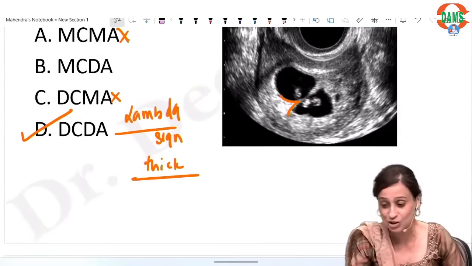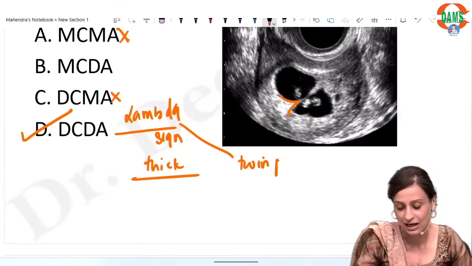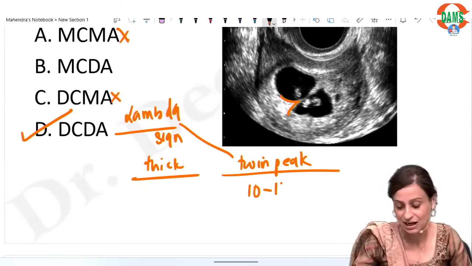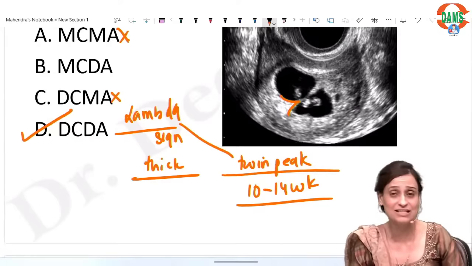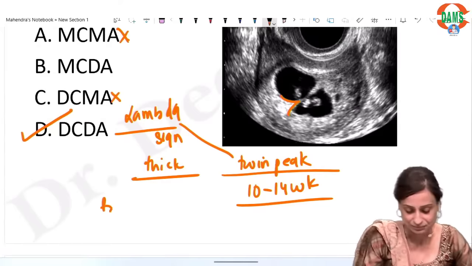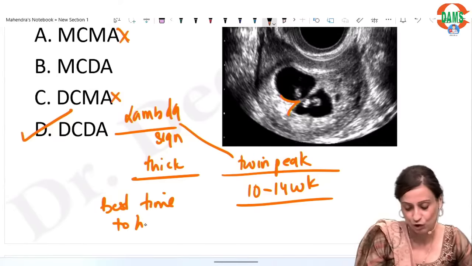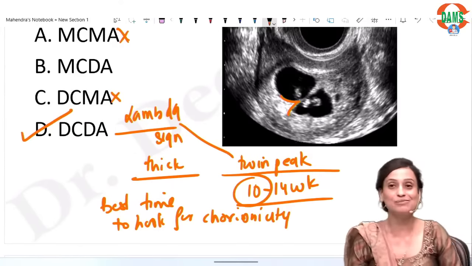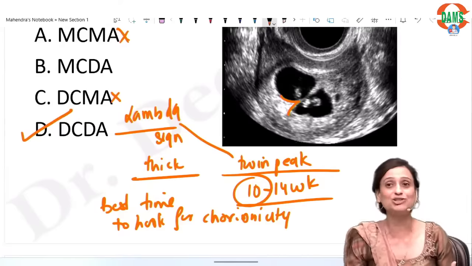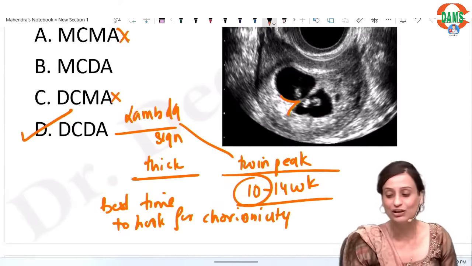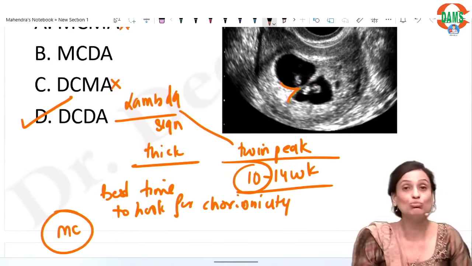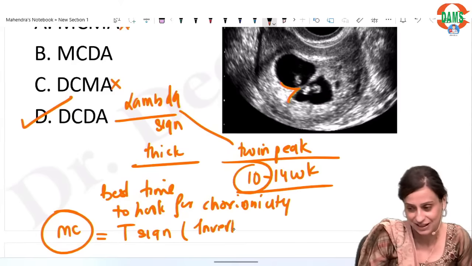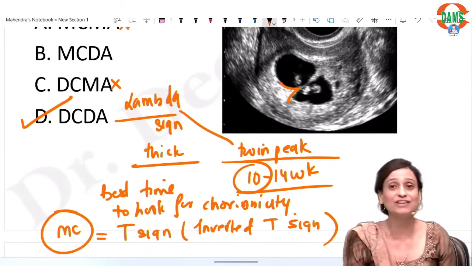Absolutely right, Swagata Lakshmi. Lambda sign is also called the twin peak sign. Please remember, the best time to look for it is between 10 to 14 weeks. This is the best time to look for chorionicity as well. If you have to mark a single best, it is going to be 10 weeks, but it's usually a range of 10 to 14. What is the sign that you see with monochorionic twins? With monochorionic, it is going to be the T sign, also called the inverted T sign.